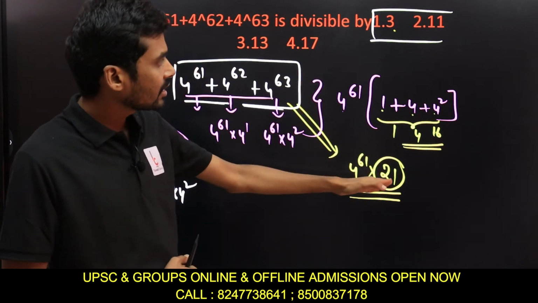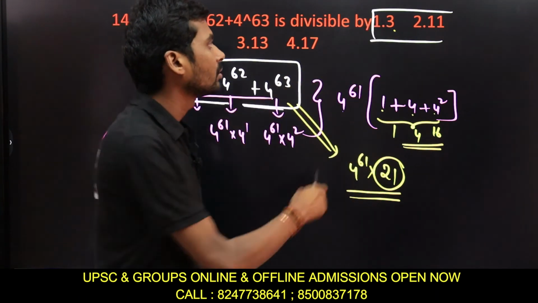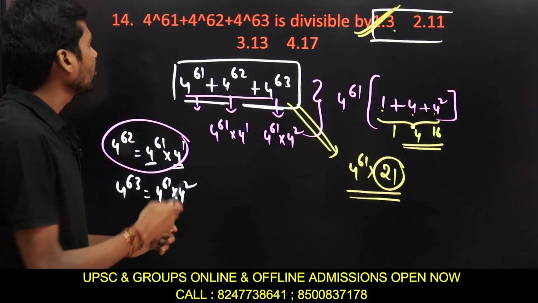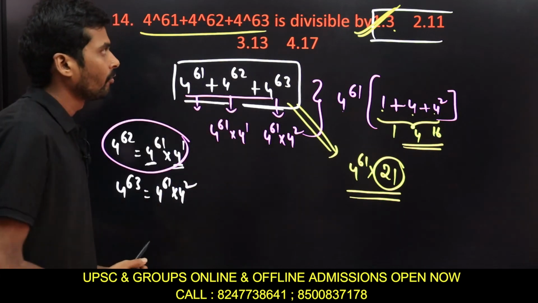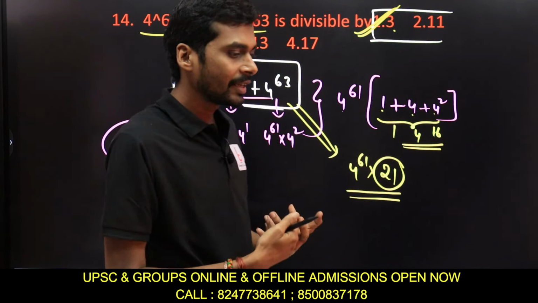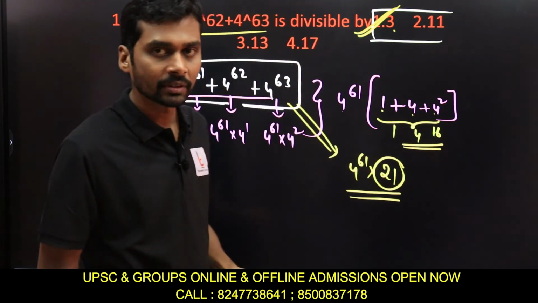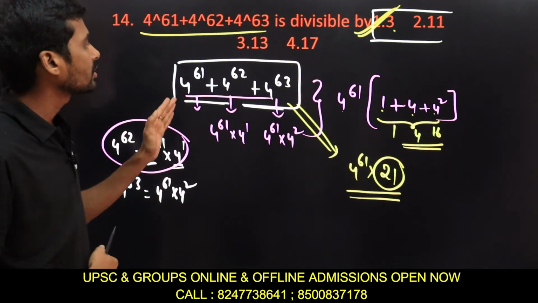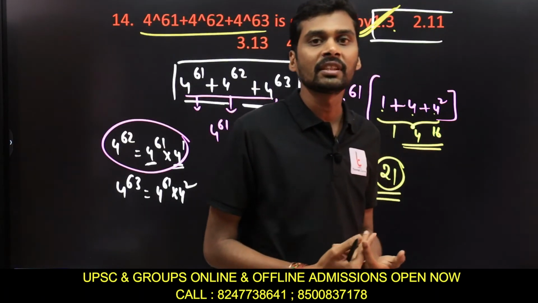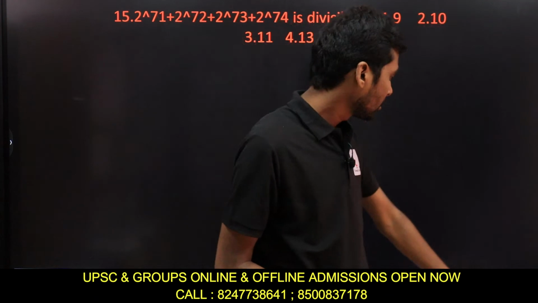We can clearly say that 21 is divisible by which number? 3. So your answer is 3. Okay, this is a very important model. When we have problems where there is a common number in each power of the numbers, we can take that power common. Here, 4 power 61, 4 power 62, 4 power 63, so 4 power 61 is the common number, right?